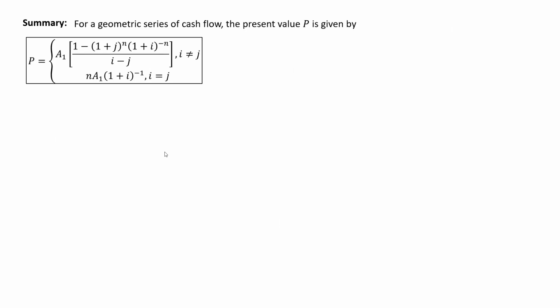So let's make this into a piecewise function. You remember piecewise function? Absolute value of x equals x if x is greater than or equal to 0, equals negative x if x is less than 0. It's like that. So the present value is, if i is not equal to j, this is the formula. If i does turn out to be equal to j, you get this. Cool.